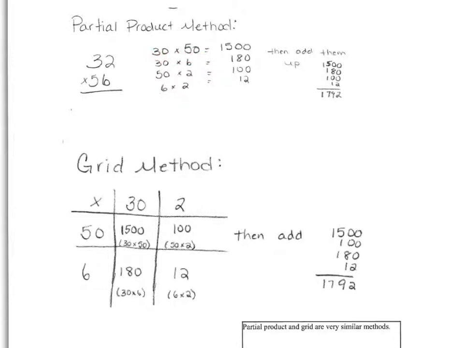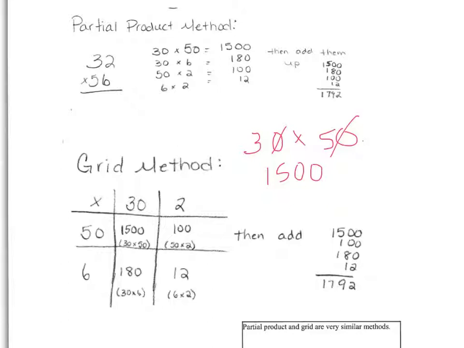30 times 50, we've taken the two tens and multiplied them, giving us 1,500. And this is where we can remember annexing 0s, right? 30 times 50, we forget about the zeros for a minute. We took both of them off. 3 times 5 is 15. Well, we took off 2 zeros, so we have to put 2 zeros back on, 1,500.